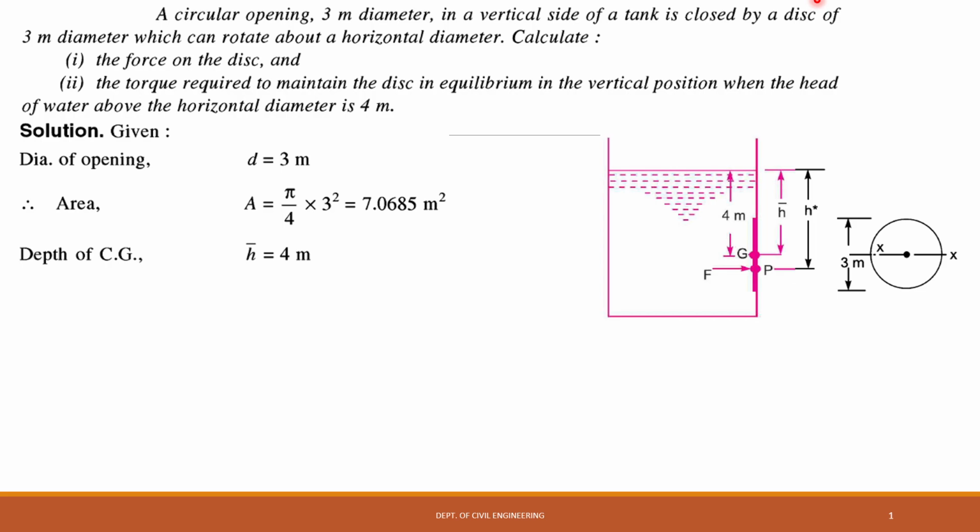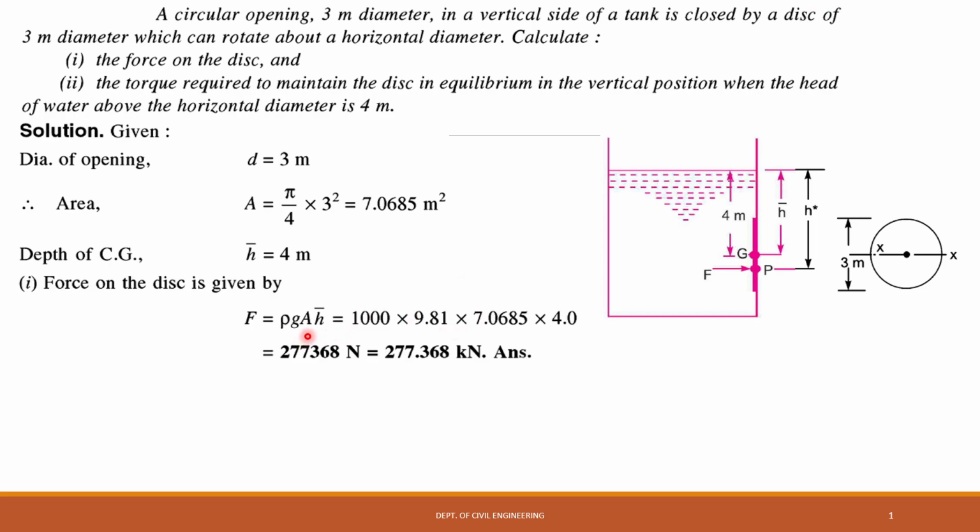What is the equation of F? F is equal to rho g A h bar. All these values are known. What is rho? What is the liquid here? It is said that it is water. So what is the density of water? It is 1000 kg per meter cube. So substitute 1000. Then g is acceleration due to gravity, 9.81. Then area A is already found out, and you have h bar given in the question, 4. So you will be getting the answer for F as 277.368 kilonewton. So this is the force acting on this disc.